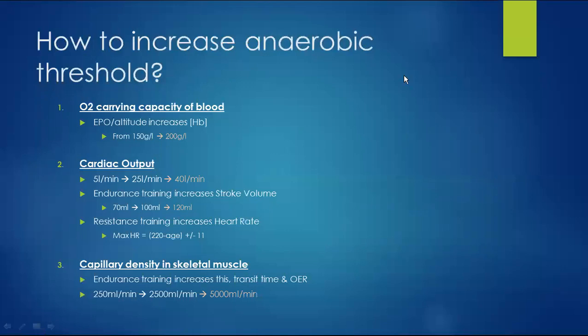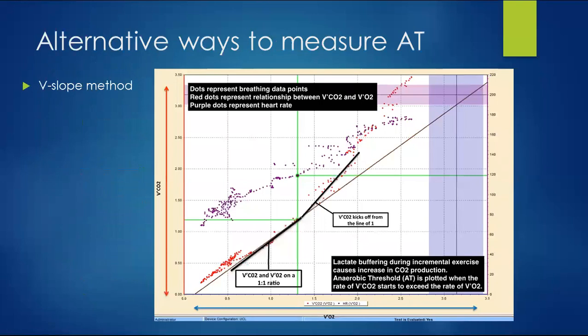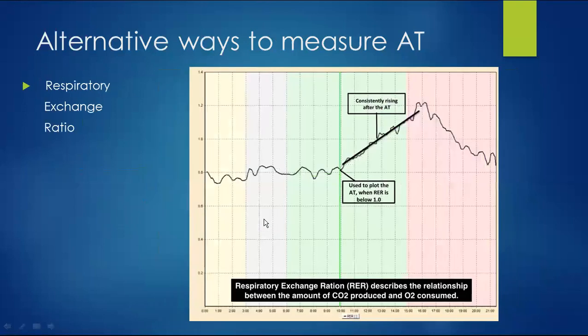So hence, if you're into the realm of sports science or whatever, these are the 3 areas to focus on. There are other ways to measure anaerobic threshold via various plots. I won't go into them in detail, but you can use the V-slope method, which on the x-axis measures your oxygen consumption, and on the y-axis measures your carbon dioxide production, or ventilatory equivalents for carbon dioxide. And again, you're looking for a deviation from the line of 1. So this is the line of 1, and the deflection indicates the anaerobic threshold, which we've been talking about. There's also the respiratory exchange ratio, which we won't talk about here.